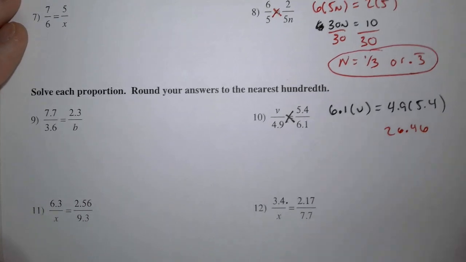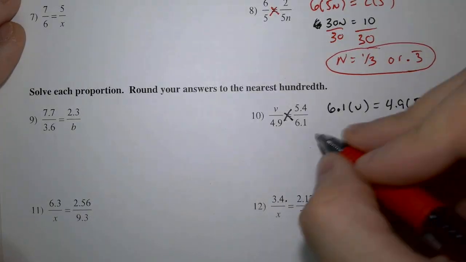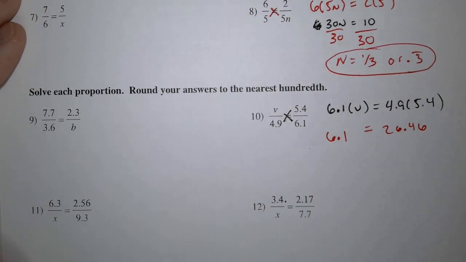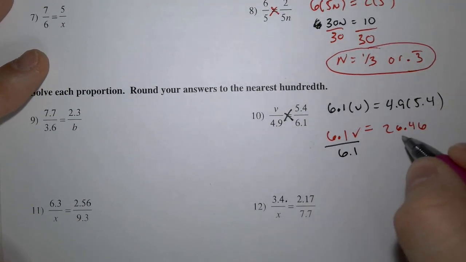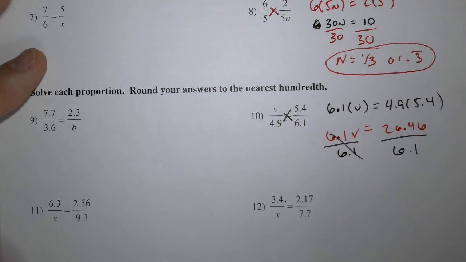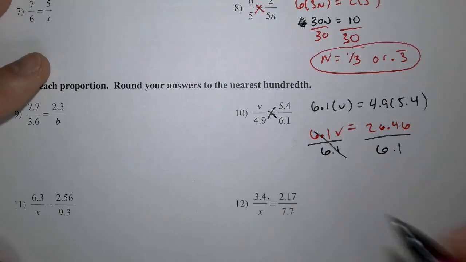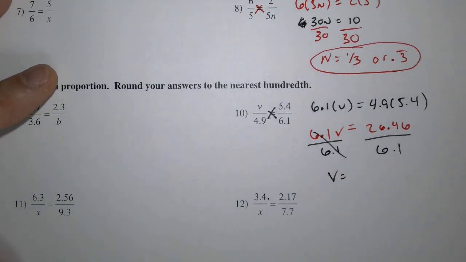4.9 times 5.4 is 26.46. Now, you do not want to round 26.46. You're not done yet. Technically, you're not allowed to round unless your teacher tells you to. But even still, you can only round after you're done with the problem. So when you're finished with the problem, that's when you're allowed to round.